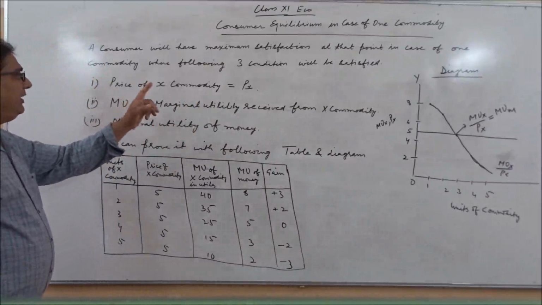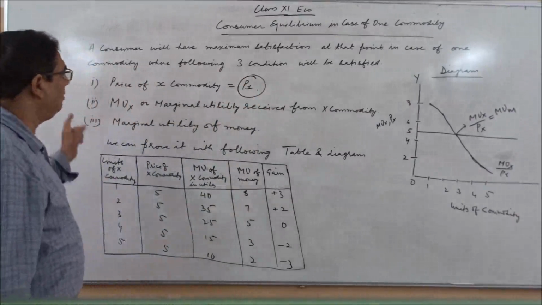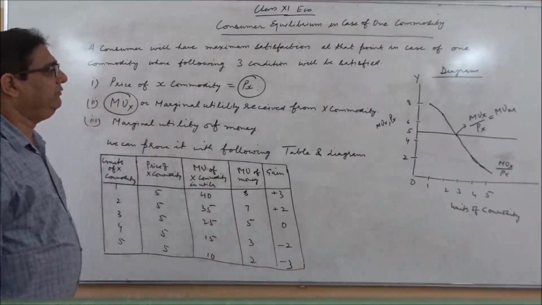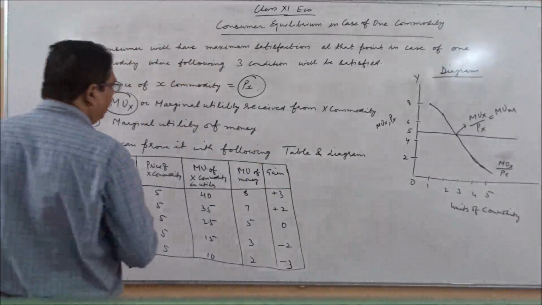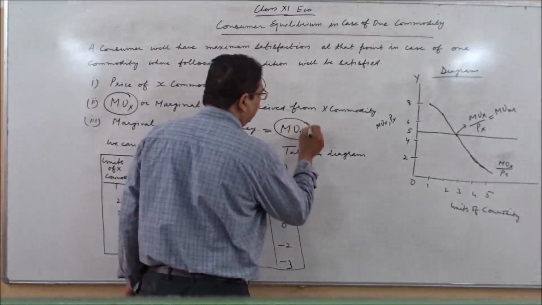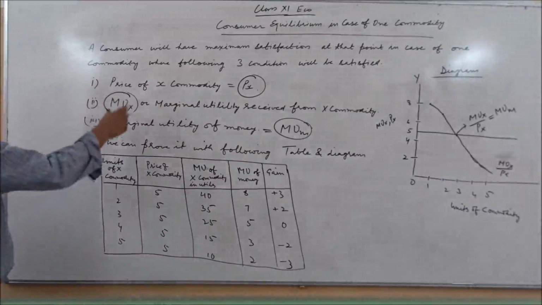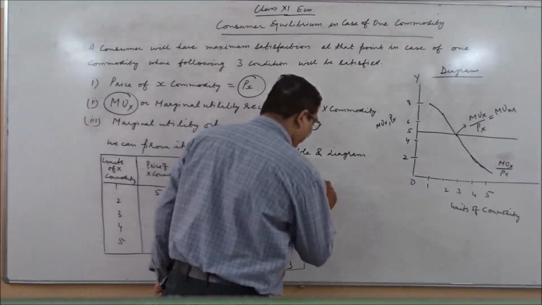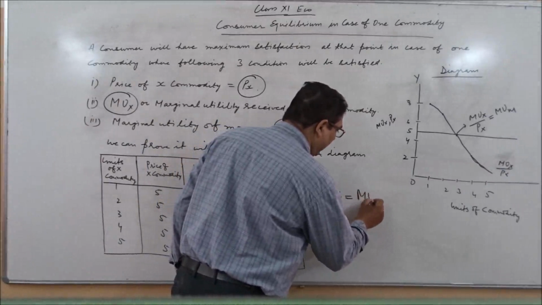These conditions are the price of X commodity, we call it PX. Then MUX, or marginal utility received from consumption of X commodity. Then marginal utility of money, which is MUM. Consumer equilibrium will be established at that point where these conditions are satisfied, that is, MUX upon PX must be equal to MUM.